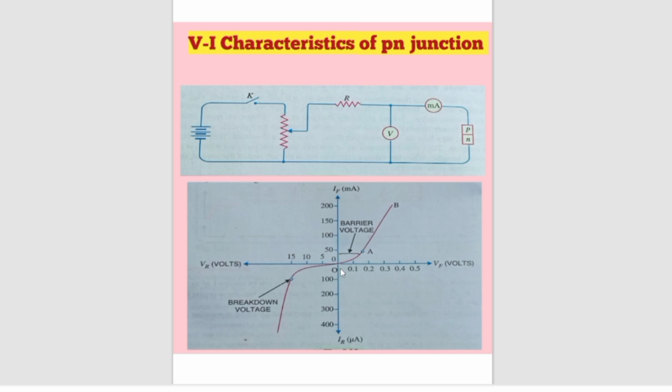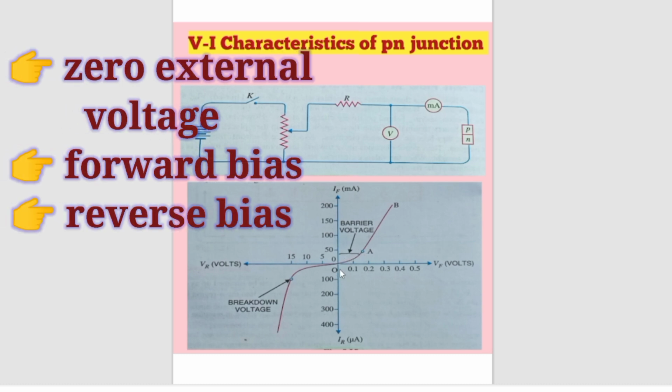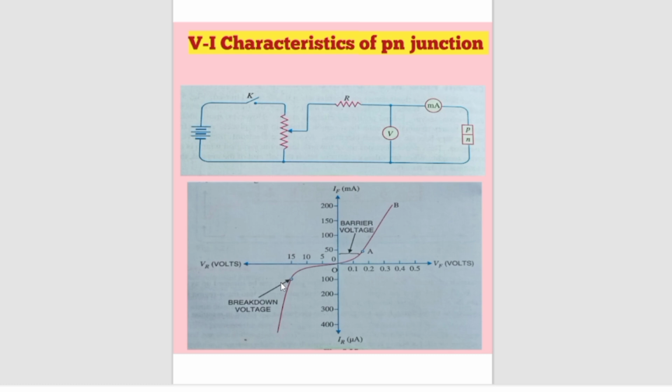The characteristics can be studied with zero external voltage, with forward bias, and with reverse bias. First one is zero external voltage. This is the circuit arrangement to study the VI characteristics. Here is the PN junction. This is the milliammeter. This is the voltmeter. This is the variable resistance. This is the key. This is the supply voltage.